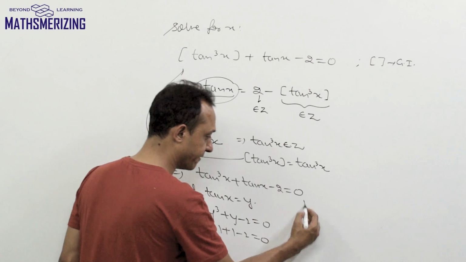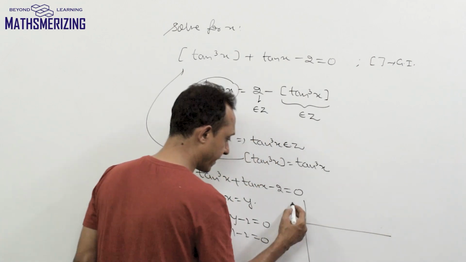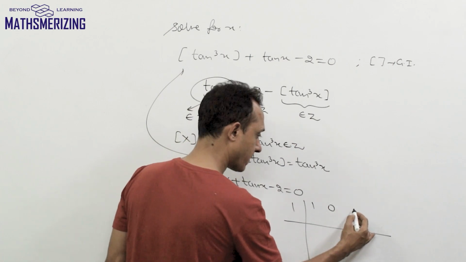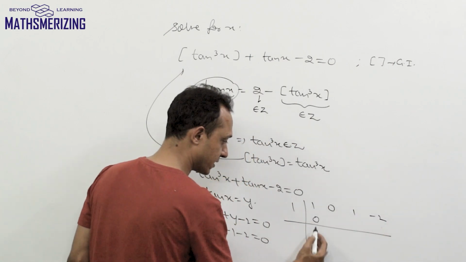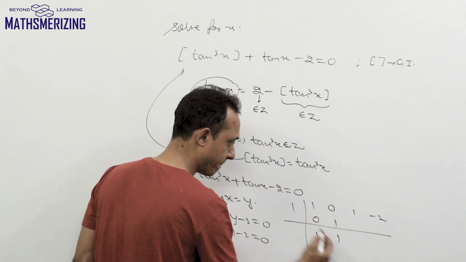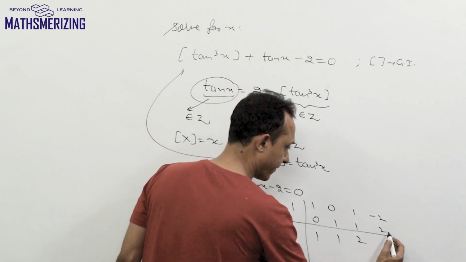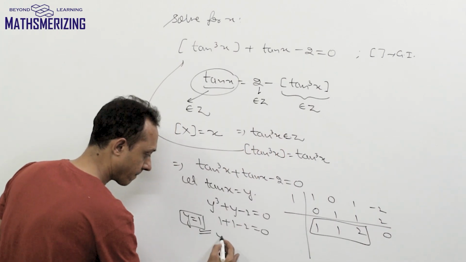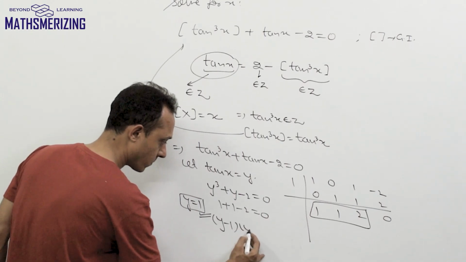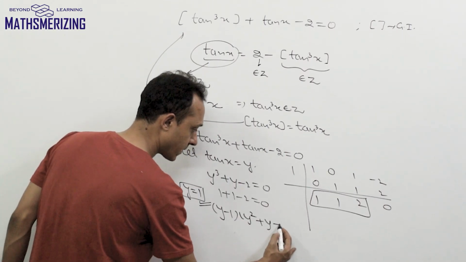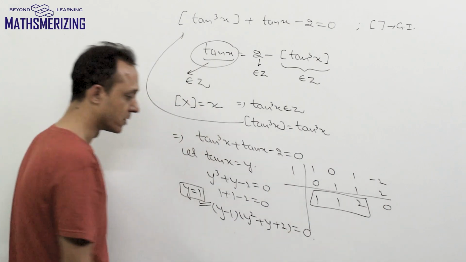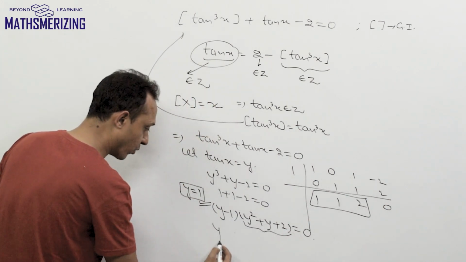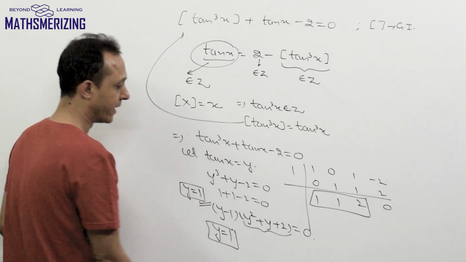If I use synthetic division, I can write that this is 1 and the coefficients are 1, 0, 1 and minus 2. So this is 0, this is 1. So it is 1, 1, then again 1, 2, and then 2. So then it will be 0. So I can write it as y minus 1, y square plus y plus 2 equals to 0. So in this case, it will have imaginary roots. So the only real root possible in this case is y equals to 1.